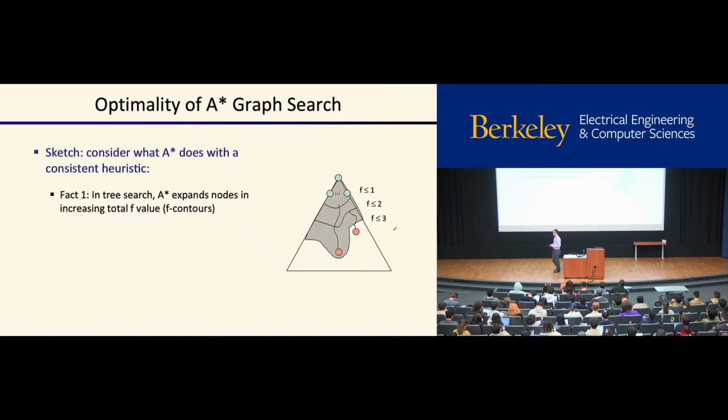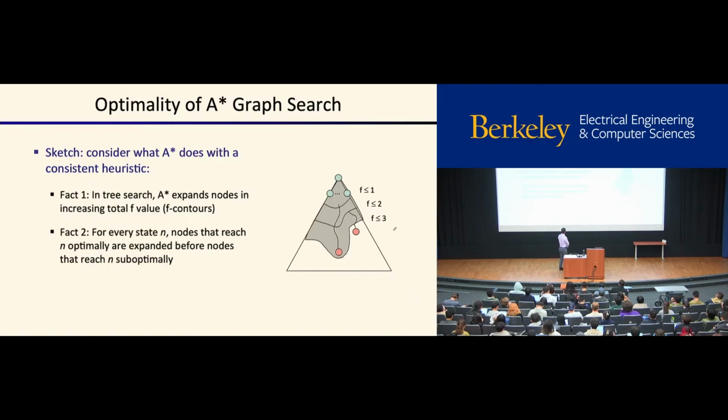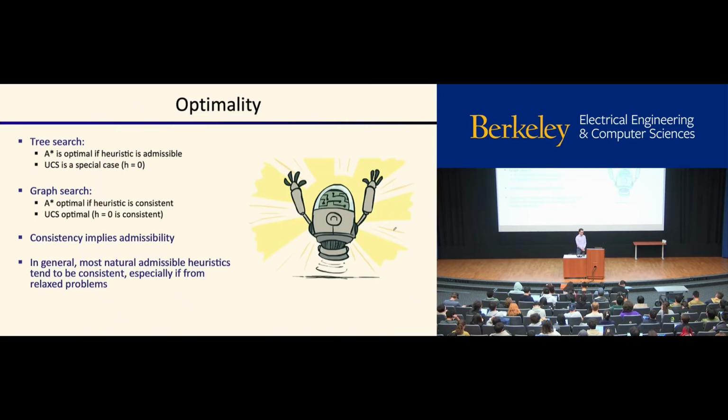But when we reach a goal, what is its H-score? H is the heuristic. What is the heuristic of a goal state? 0, right. So if we reach a goal state and it has the lowest F-score, it also has the lowest G-score, the cost to getting to that node, which means it's an optimal goal. So that's great. So we get optimality. So fact 2, for every state, nodes that reach n optimally are expanded before nodes that reach n suboptimally. And that's what gets us optimality. Okay, a little bit less of a proof than the last time, but hopefully you'll take my word for it.